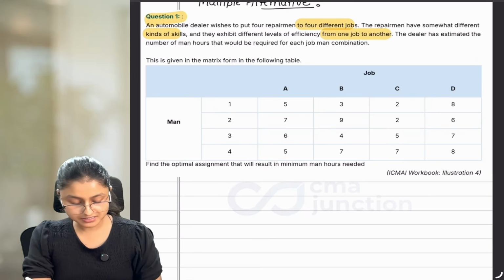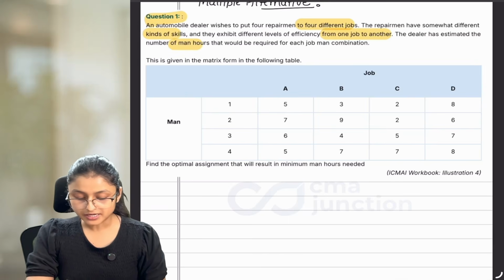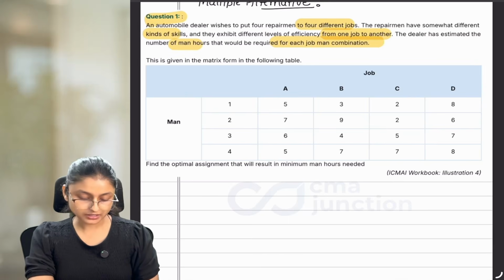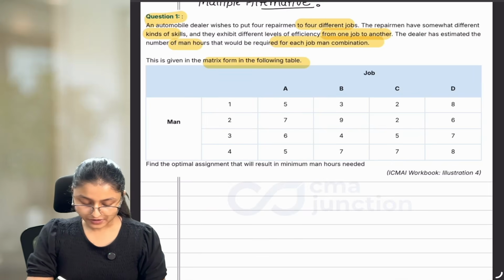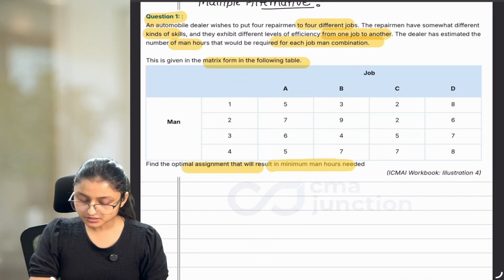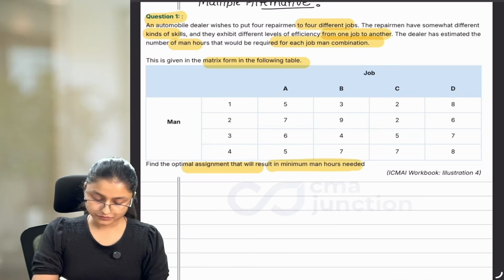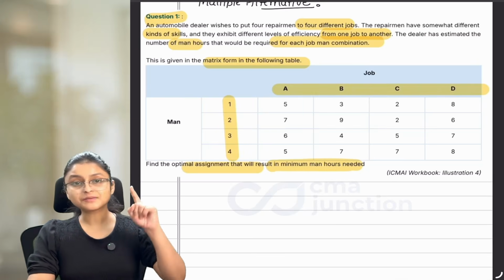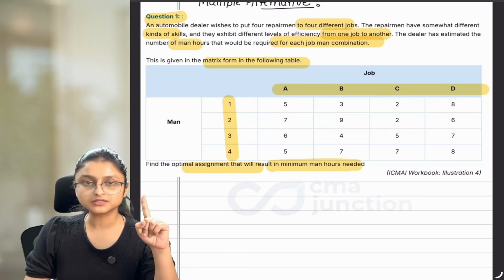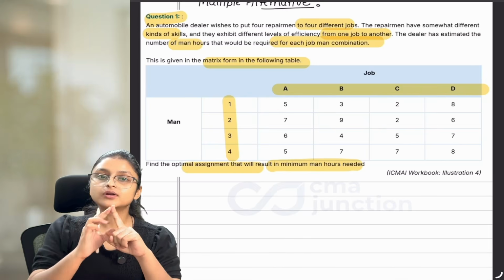The dealer has estimated the number of man hours that would be required for each job and man combination. This is given in matrix form in the following table. Find the optimal assignment that will result in minimum man hours needed. If you notice, 4 men are there and 4 jobs are there. That means it is a balanced situation. So step number 1, balancing. Here it is already balanced.